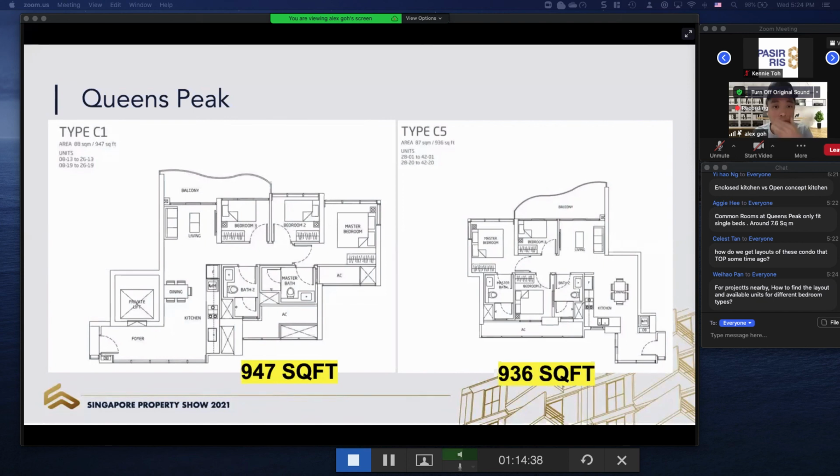Okay, I think you're writing down the things, right? How do we get a layout of this condo that TOP some time ago? Go to 99.co, it is free of charge. Okay, so I'll show you.